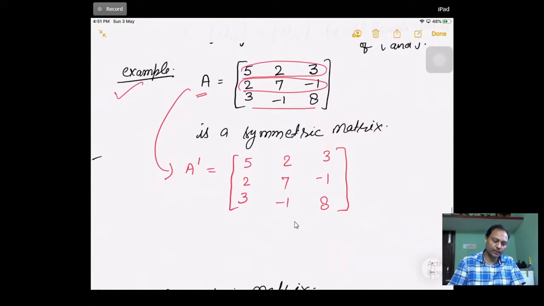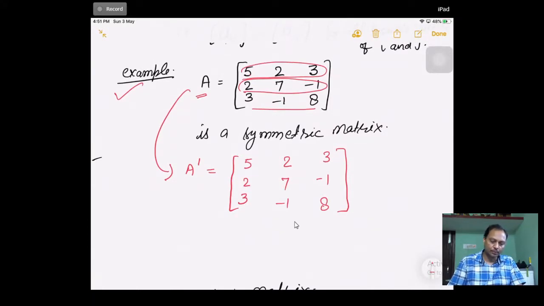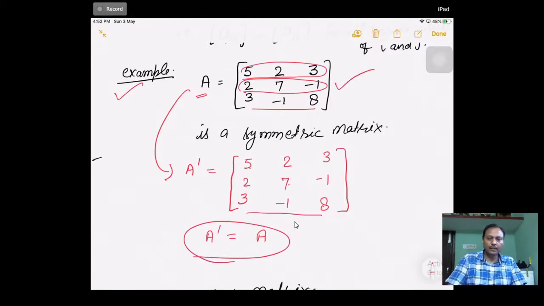Now check what is the difference between these two matrices. Both are the same. After transposing, the first row elements are 5, 2, 3. Here also 5, 2, 3. Second row elements are 2, 7, minus 1. Here also these are 2, 7, minus 1. Now the elements of the third row are 3, minus 1, 8. Here also these are 3, minus 1, 8. It means the transpose of the matrix is equal to the given matrix. So this is an example of a symmetric matrix. These types of matrices are called symmetric matrices.